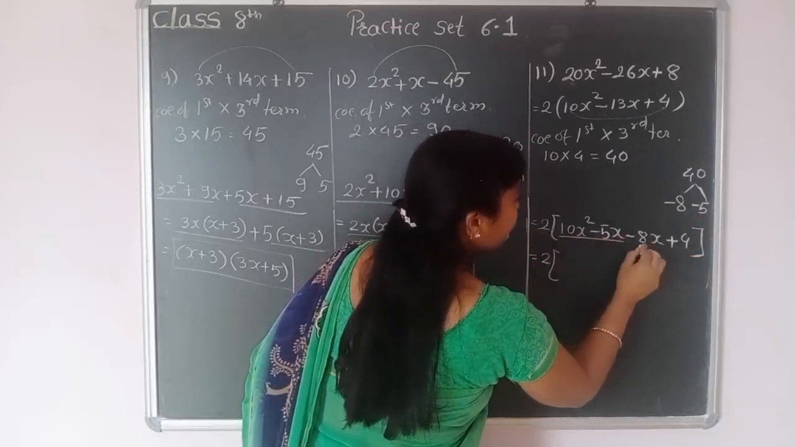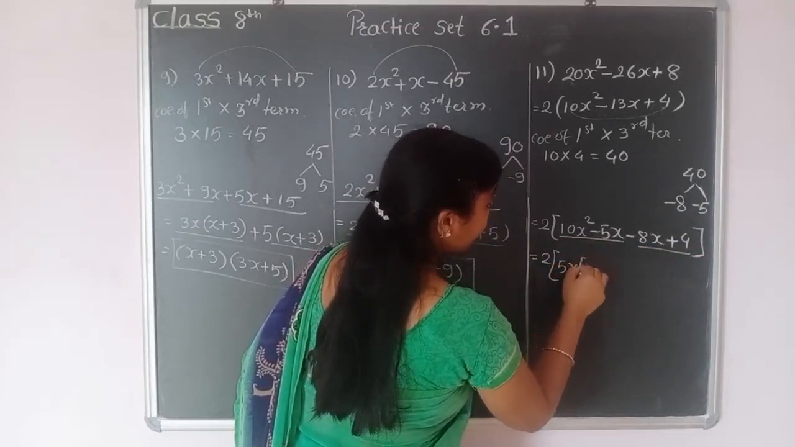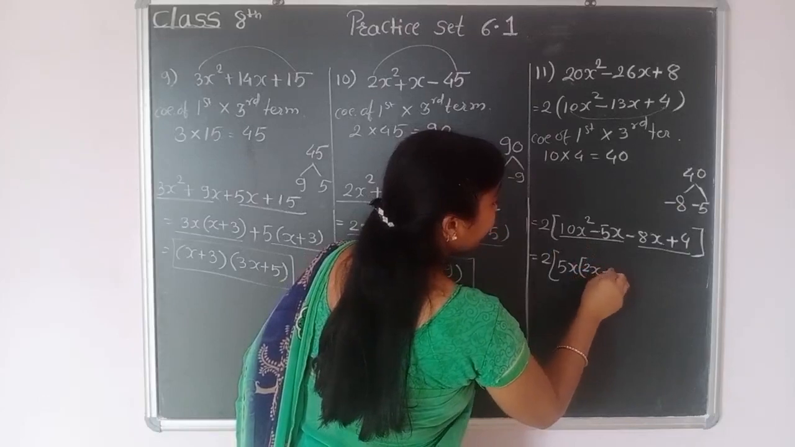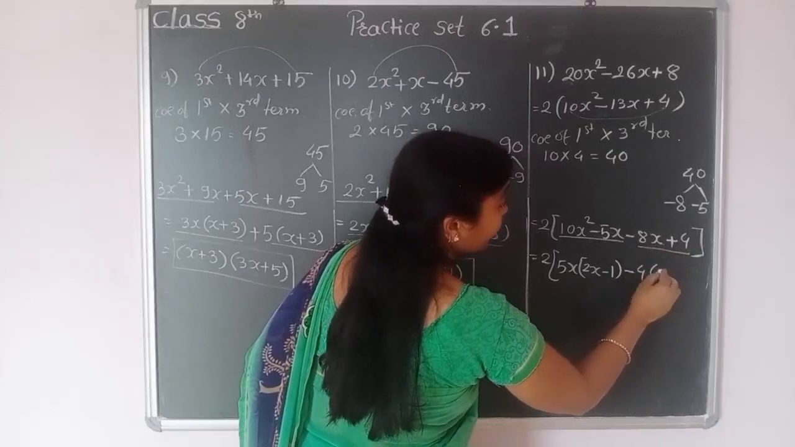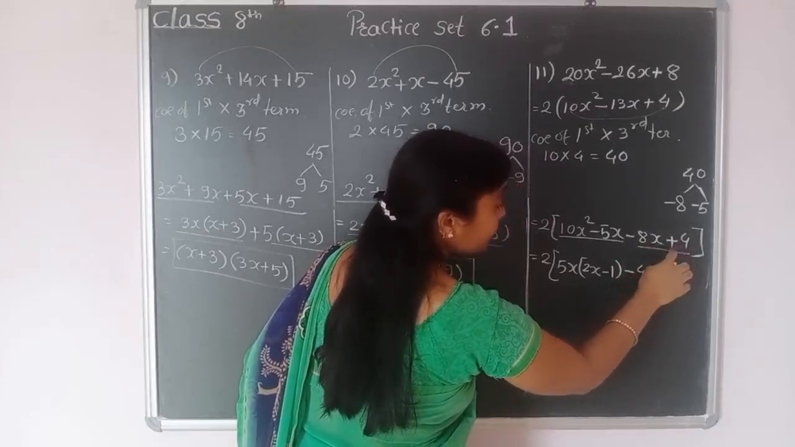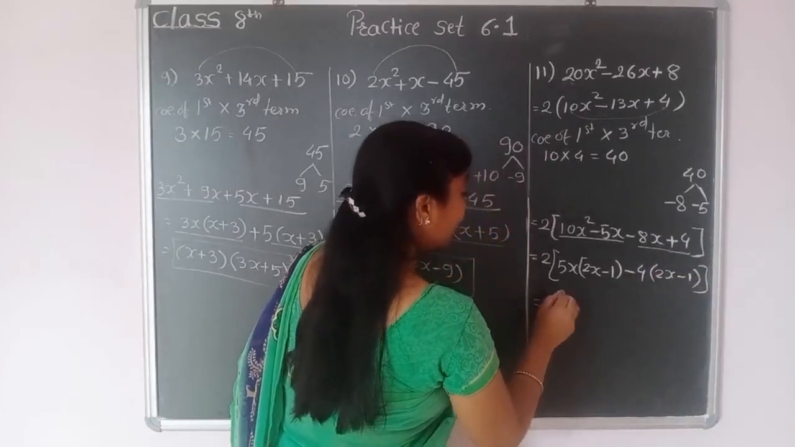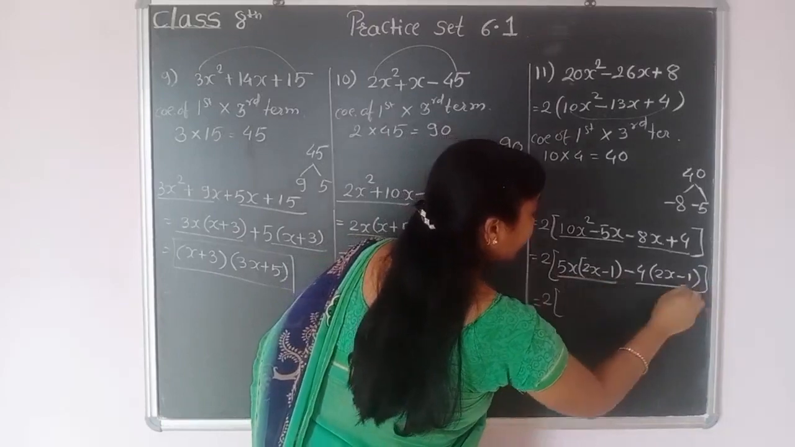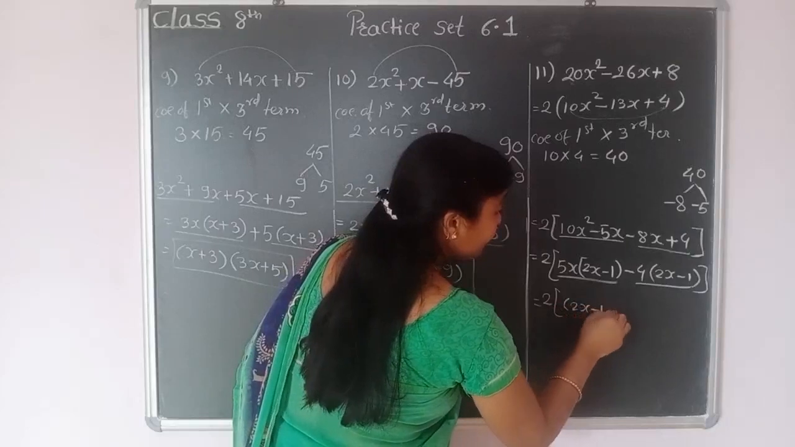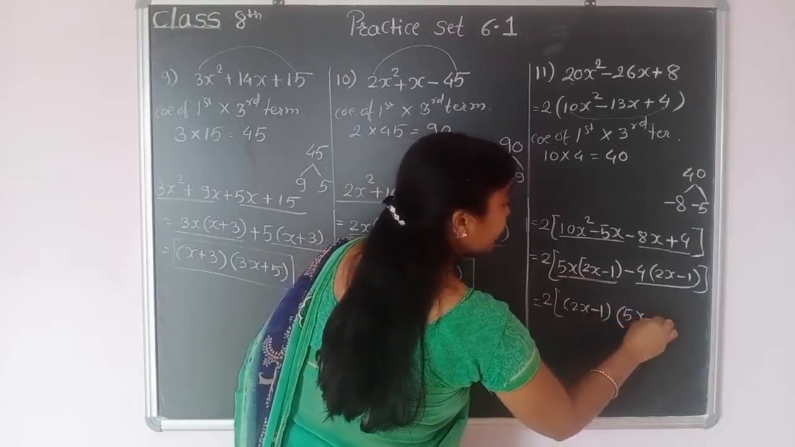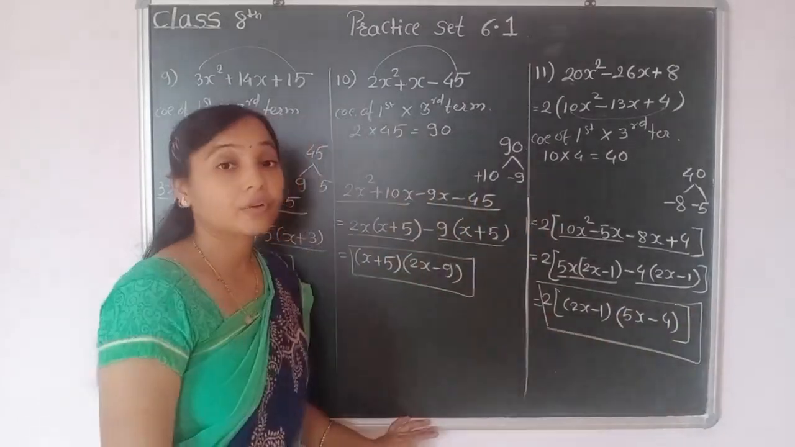Then you common. Take out common again. 5x in this bracket. 2x minus 1 minus 4 is common. Here again minus taking outside, then you change the sign. 2x minus 1. Again you observe in these two terms 2x minus 1 is common. 2x minus 1, another bracket 5x minus 4. This is the factors of this quadratic trinomial.